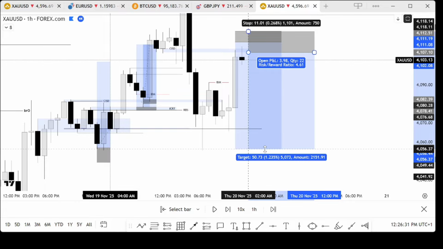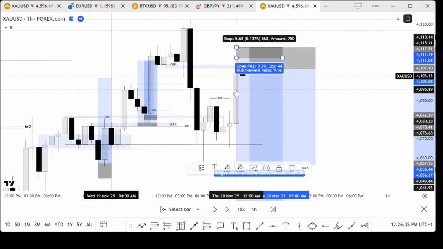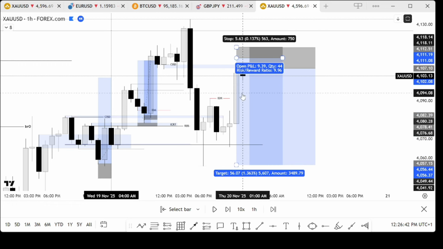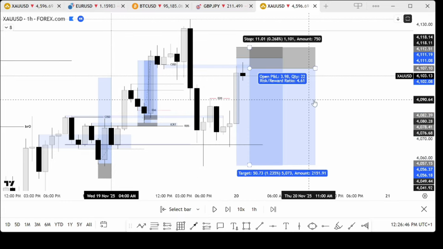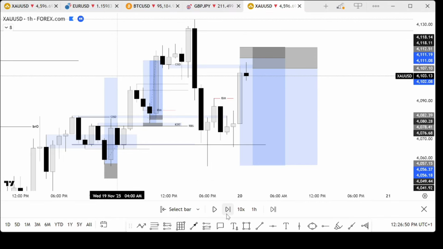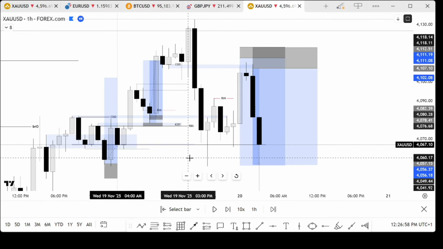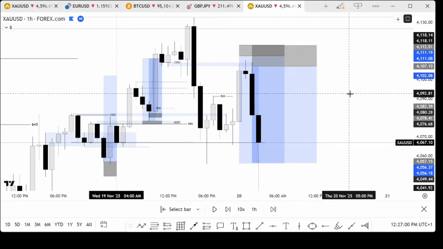So this will give us about a 1 to 4.6 risk to reward ratio, while the second entry will give us roughly a 1 to 10 risk to reward ratio. So this is very vital, and it's very good that you pay attention and understand exactly how this works. You see, that's a very nice push to the downside.